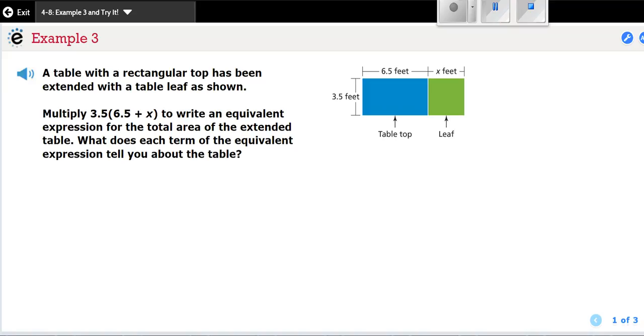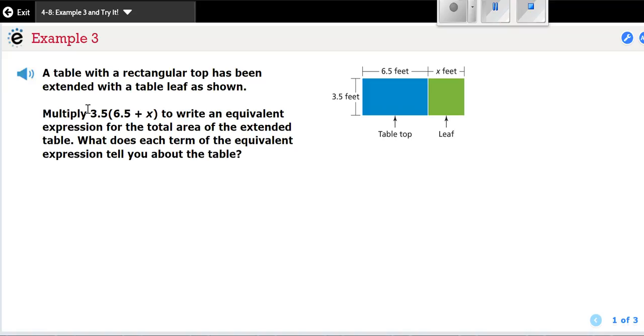Right? It says a table with a rectangle top has been extended with a table leaf as shown. So we have our picture describing and showing us what's going on. So we have the tabletop, which is 3.5 feet times 6.5 feet, and then we're extending it x number of feet. And it says, all right, here is your idea, but it doesn't say write the initial expression. It actually gives you the expression, but now they're saying write an equivalent expression.